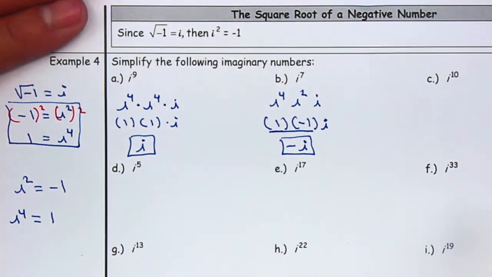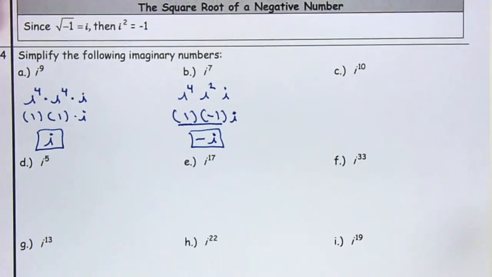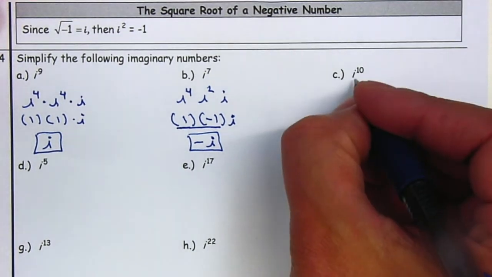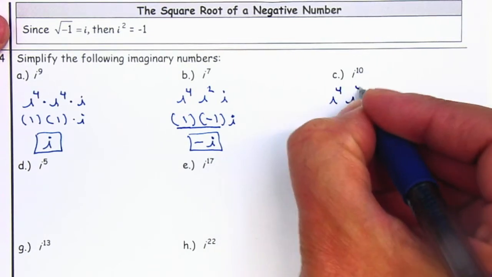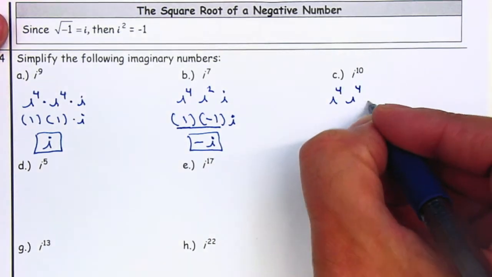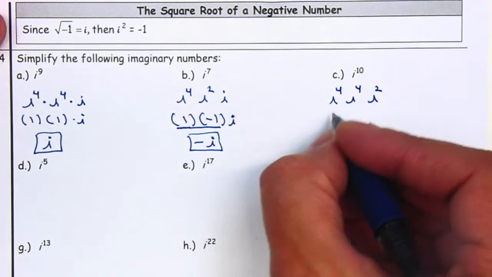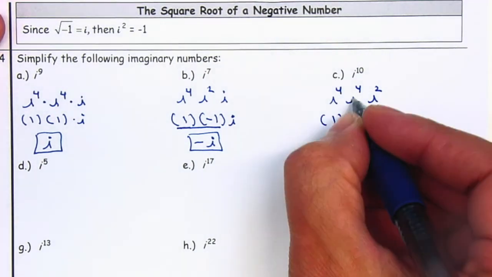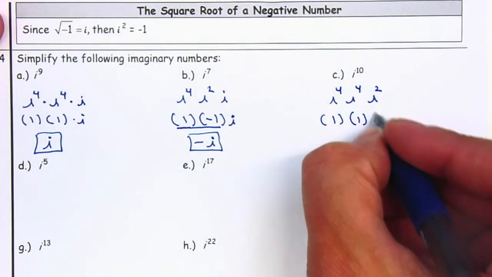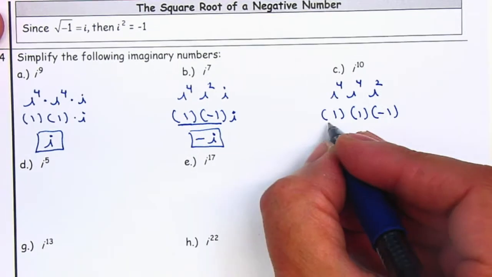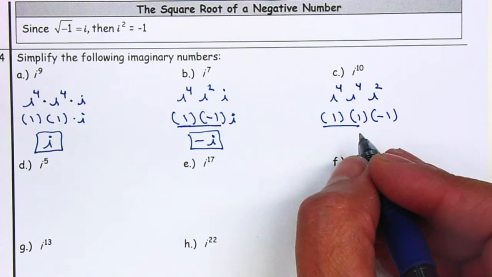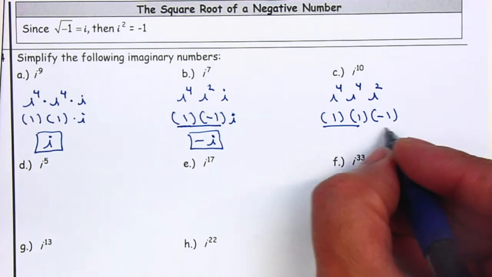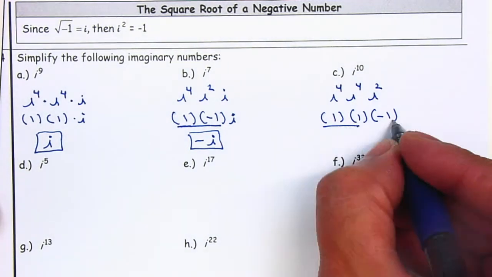Let's continue with letter C. i to the 10, how many i to the 4th do I have? 2. 1, 2. What's left? i to the 2nd power. I know that i to the 4th is 1, i to the 4th is 1, i squared is -1. So it gives me 1 times -1. 1 times 1 is 1 times -1 is -1.